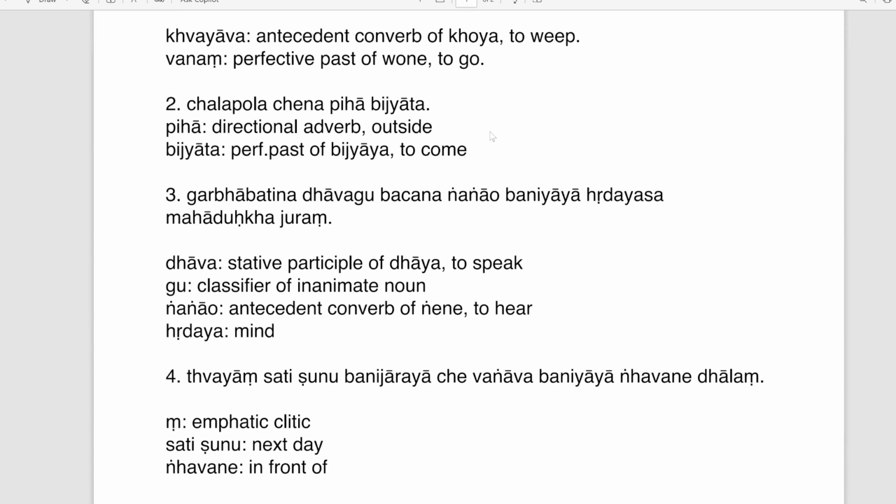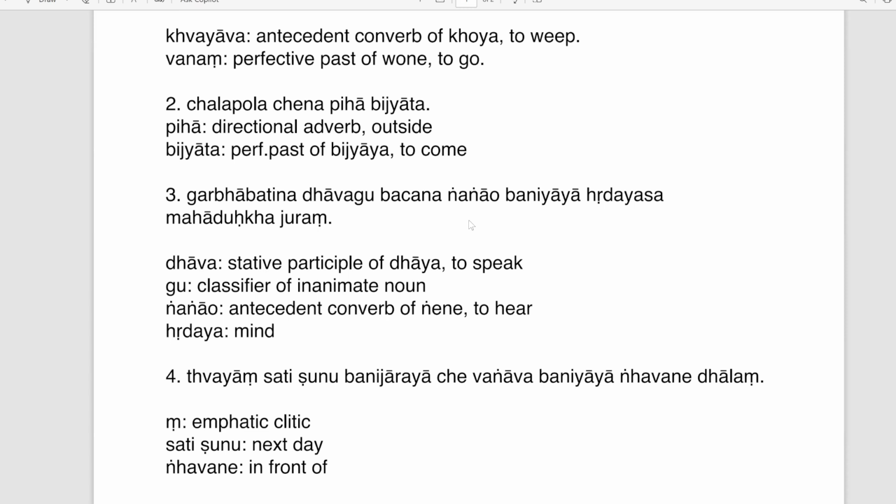So anyone would like to read the third one? Garbha Patna Dhavabu Pachana Nangao Paniyaya Hrdayasa Mahadukha Judam. So Garbhavatina is the possessor of Garbha. It's a name, right? Yes, it's a name for a woman.